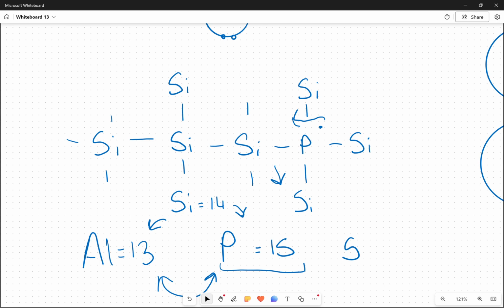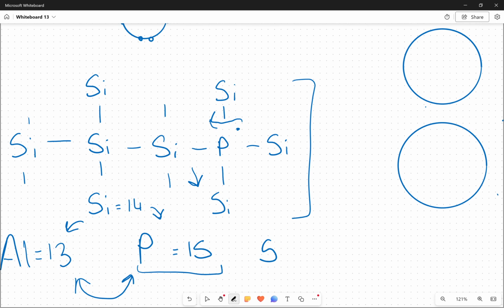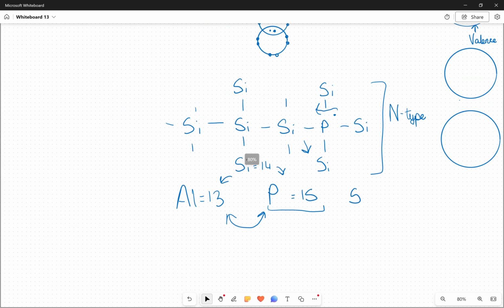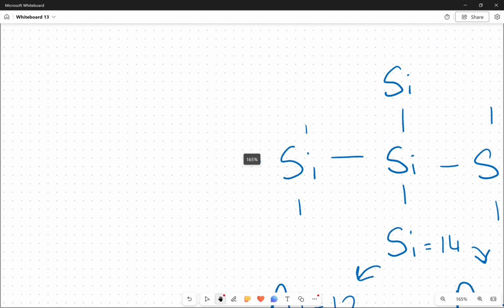What we've done is we've given it a little bit extra negative charge, and that's why this is now called an N-type semiconductor. Negative charge, N-type. If I put in something like aluminum over here, right?